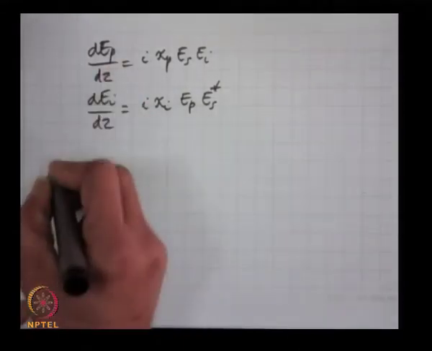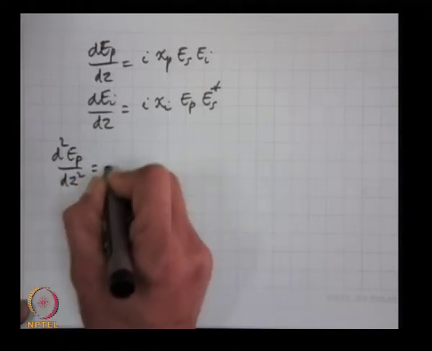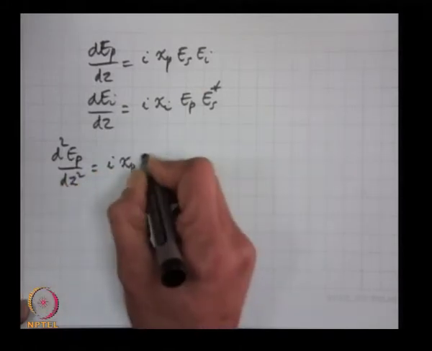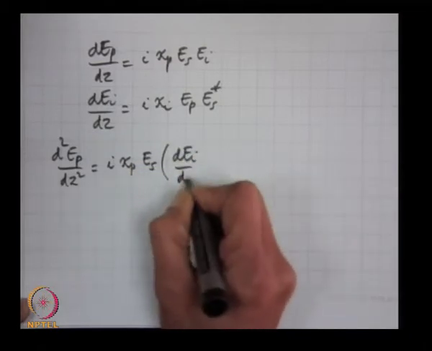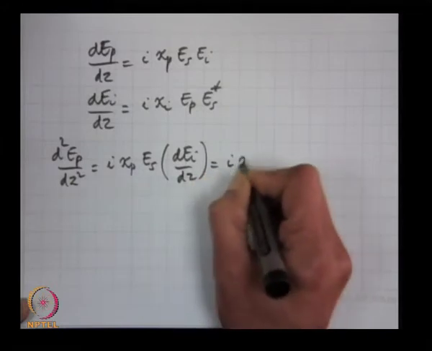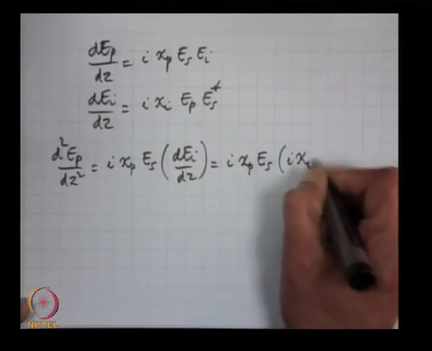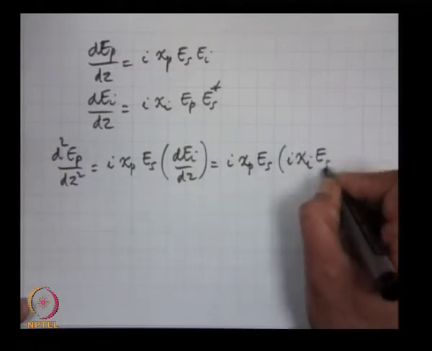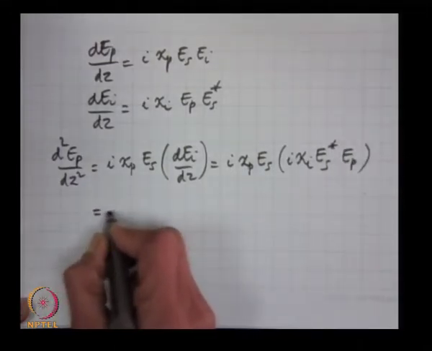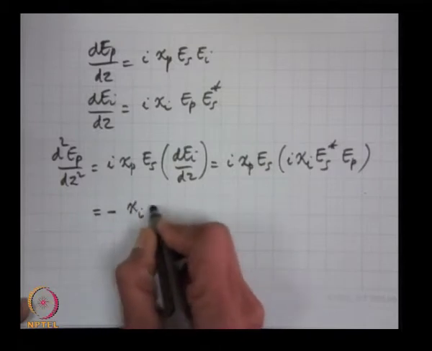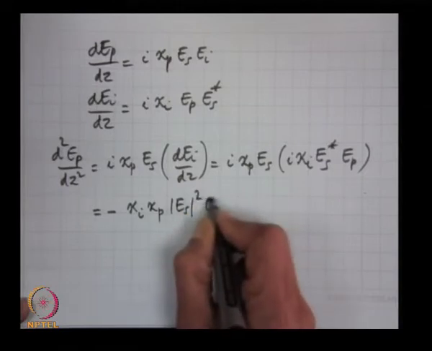So let me differentiate the first equation. I get d square Ep by dz square is equal to i kappa p Es, which is assumed to be constant, into dEi by dz, which is equal to i kappa p Es into i kappa i Es star Ep, which is equal to minus kappa i kappa p mod Es square Ep.